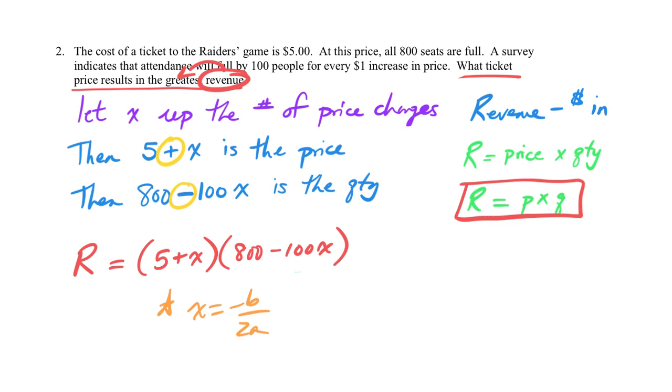And as I said, unfortunately, you just kind of got to know how to start those ones off. So we're going to let our variable represent the number of price changes, and then we're off to the races. Okay, that was a big problem for us. It's an important one, though. Okay, let's take a look at another one.